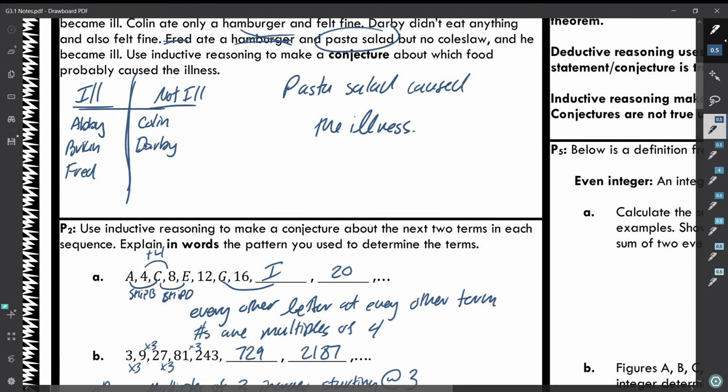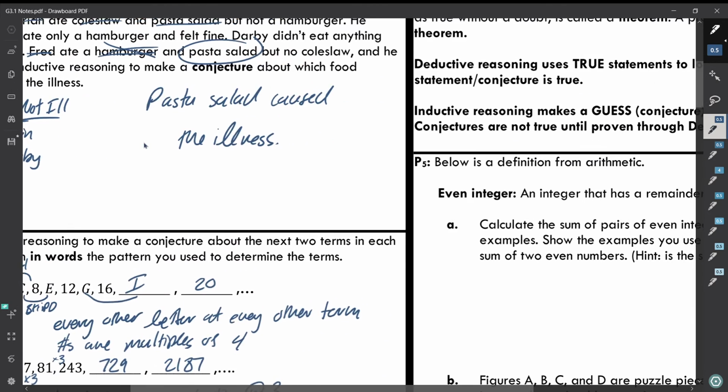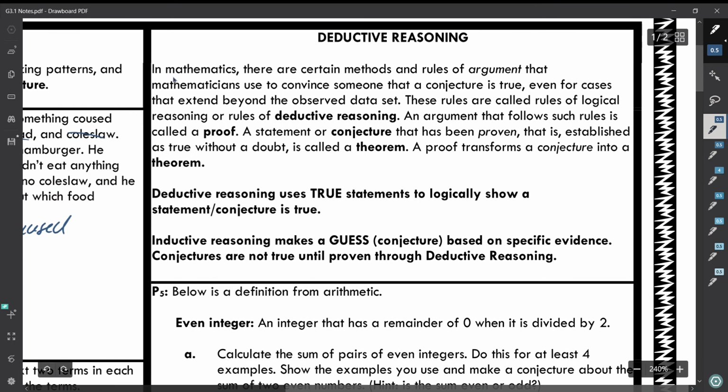Inductive reasoning is using specific evidence to form a conjecture or guess, and this guess might not always be true. Okay, deductive reasoning. In mathematics, there are certain methods and rules of argument that mathematicians use to convince someone that a conjecture is true, even for cases that extend beyond the observed data set. This is important. Cases that extend beyond the observed data set. Things that we have not observed, but we can try to form a conclusion based on statements that we already know are true. These rules are called the rules of logical reasoning or rules of deductive reasoning.